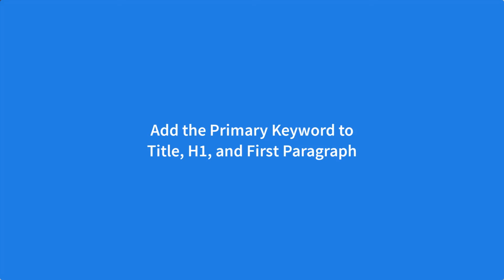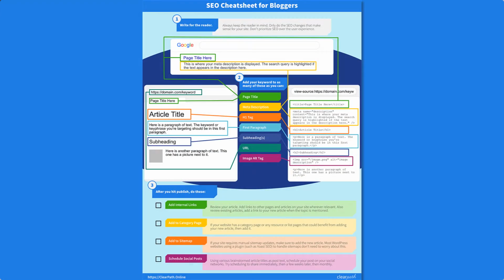Add the primary keyword to the title, H1, and first paragraph. Go through the on-page optimization checklist. I'll have a link to that in the article as well. Just go through that and make sure that your primary keyword appears in the key text elements of the page. This includes the title tag, the H1 tag, and the first paragraph.